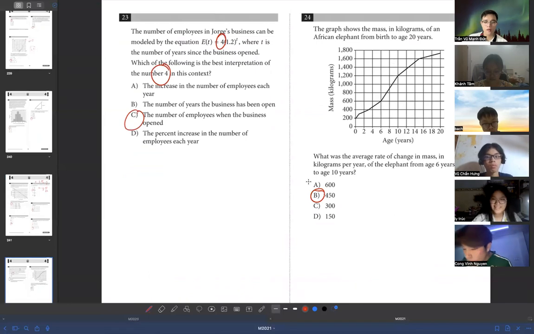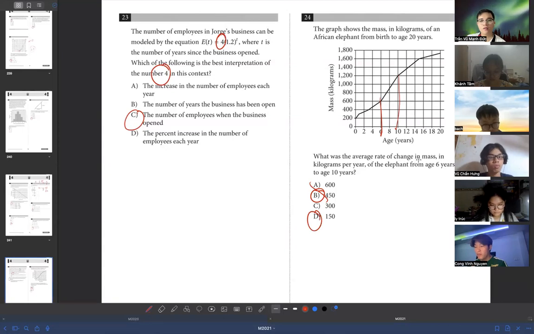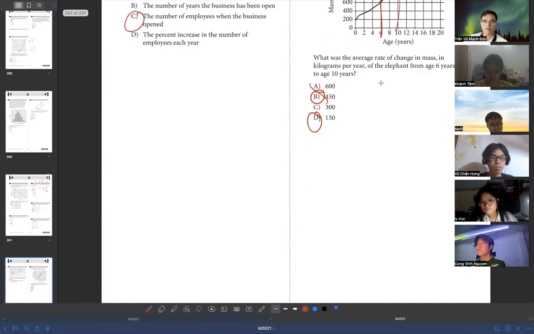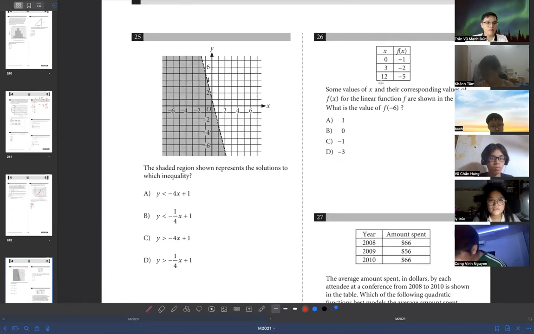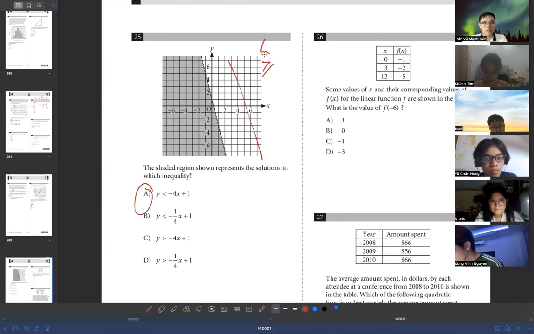24B. D. Okay, D. The slope from H6 to H10, rate of change. Yeah, we just take this last value. This is basically a line, so it's not really difficult. 25. 25A. A. Okay, remember the dashed line is greater or smaller than, and if it's a solid line, we'll have the equal sign down below. So this is 25A, correct? Next up, 26.